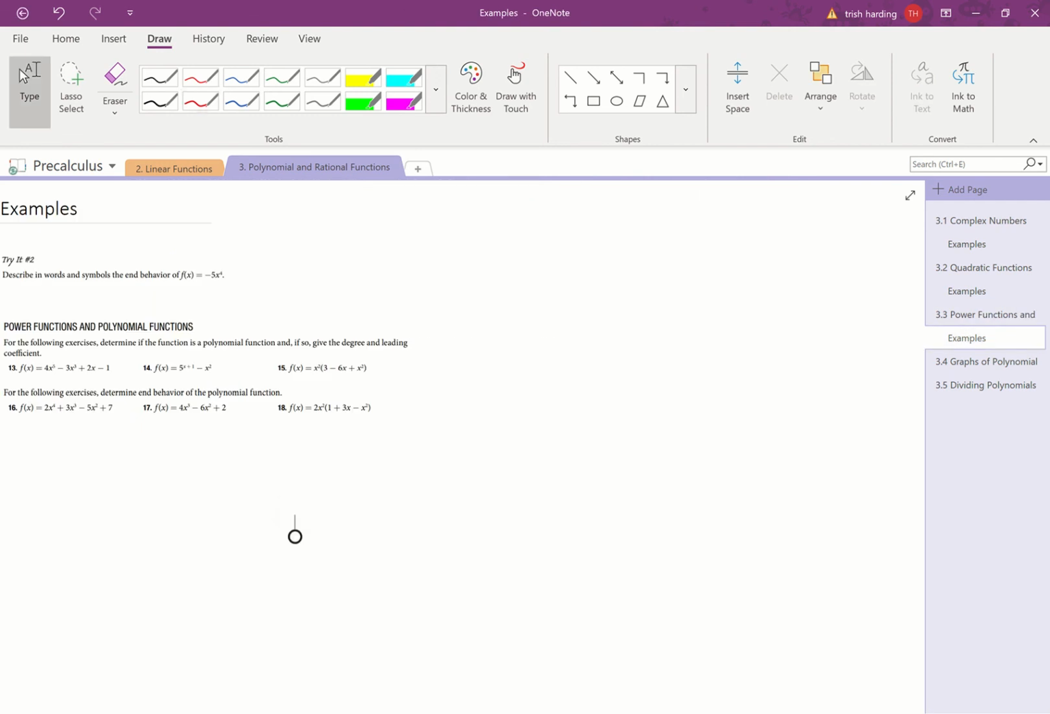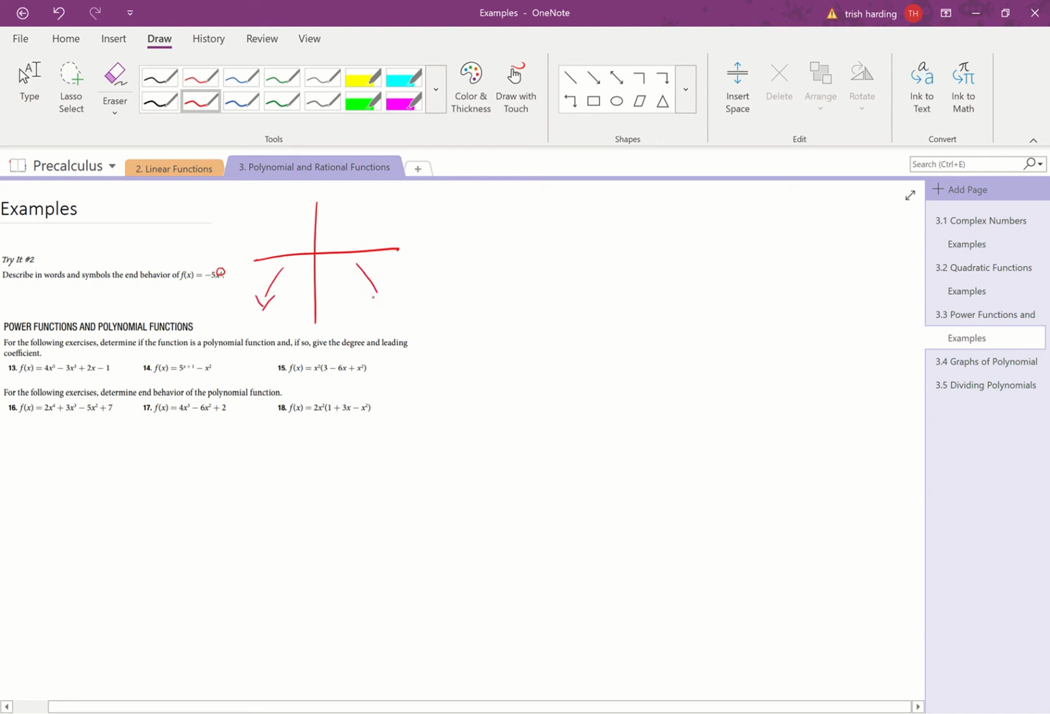Okay, so we're going to describe in words and symbols the end behavior of f of x equals negative 5x to the 4th. Notice that x to the 4th is an even power, so both ends go in the same direction, but it's a negative k. So they're both going to, I don't know what it looks like. It's going to be some weird stuff in the middle.